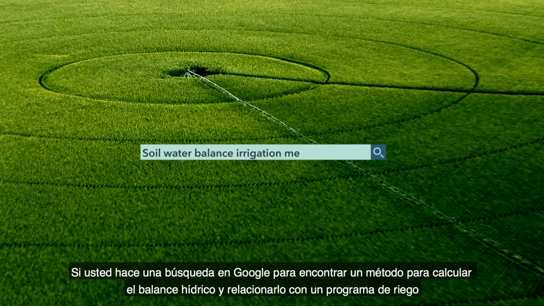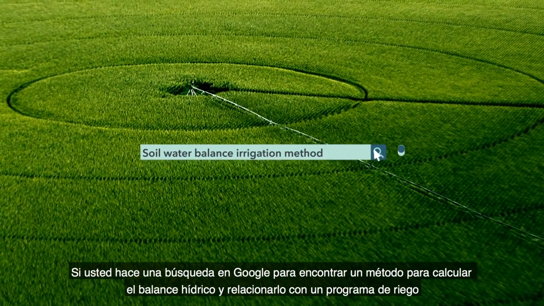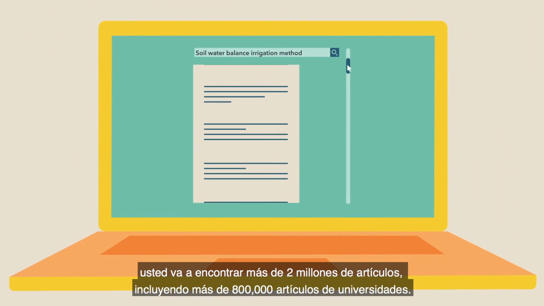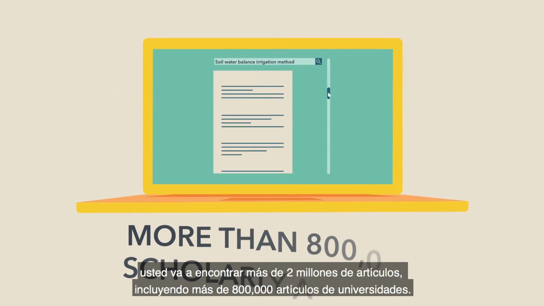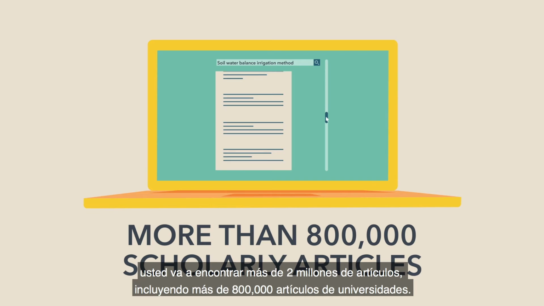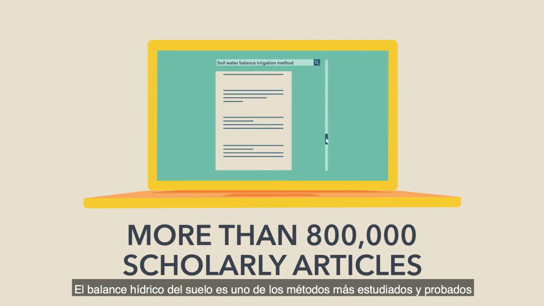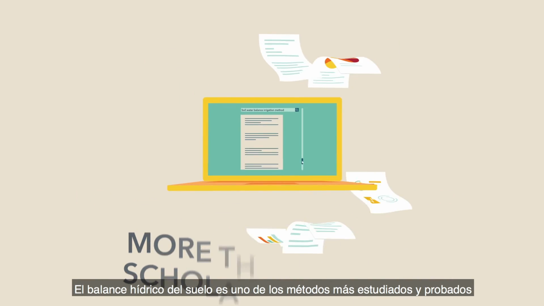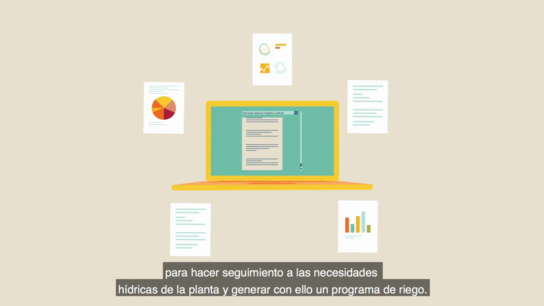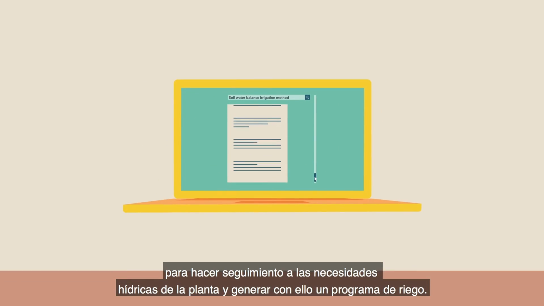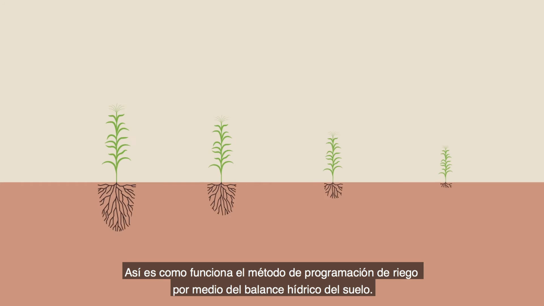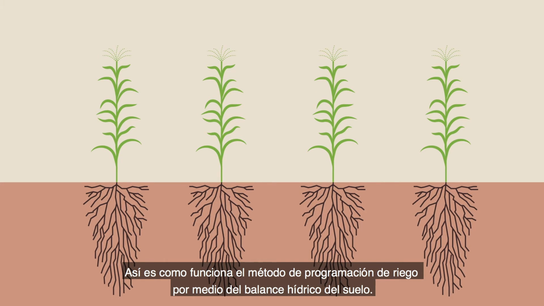If you do a Google search for the soil-water balance method of irrigation scheduling, you'll get over 2 million results, including more than 800,000 scholarly articles. The soil-water balance approach is one of the most studied and proven methods for tracking crop water needs and developing an irrigation schedule. Here's how the soil-water balance irrigation scheduling method works.